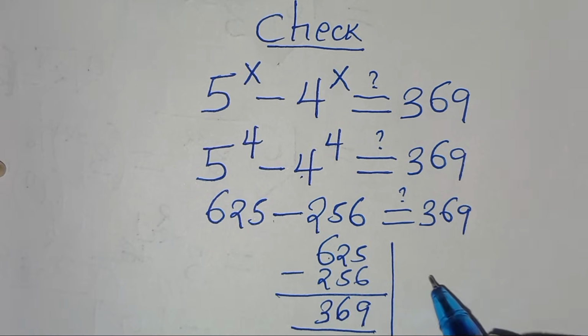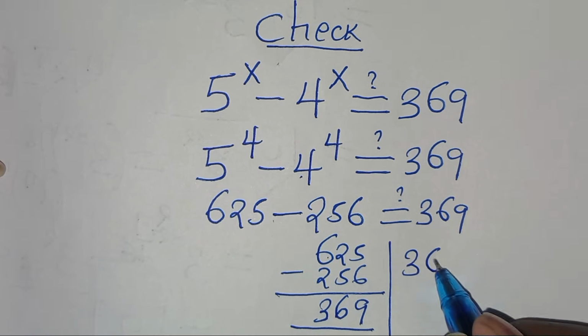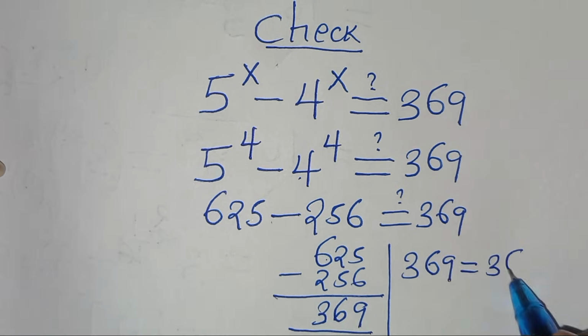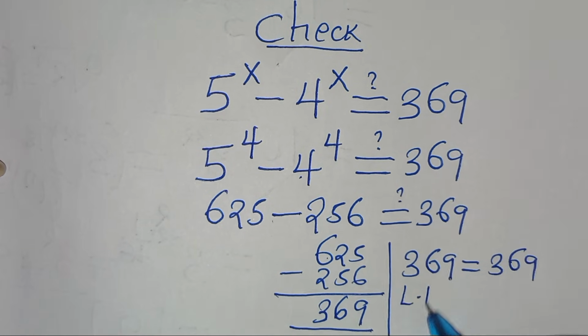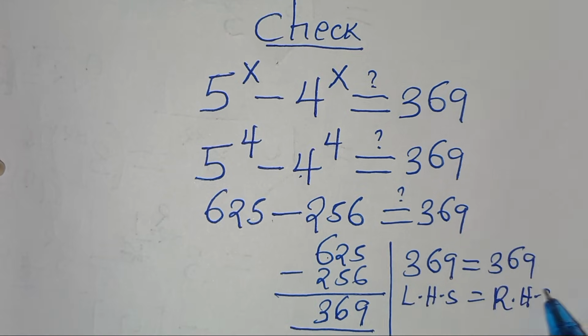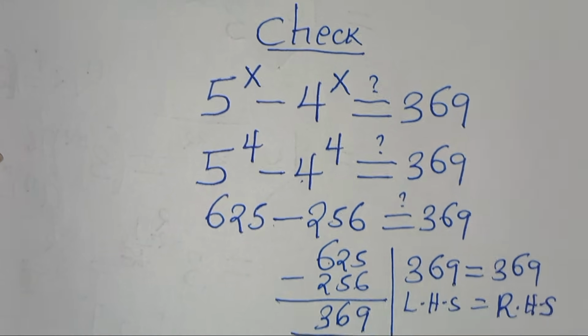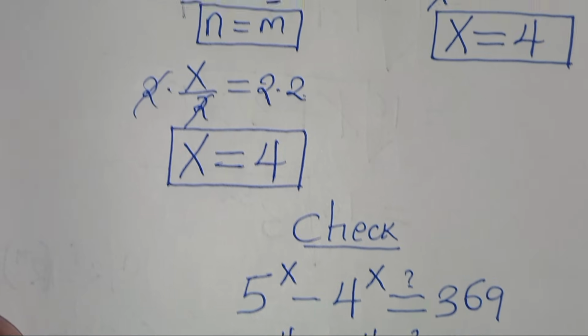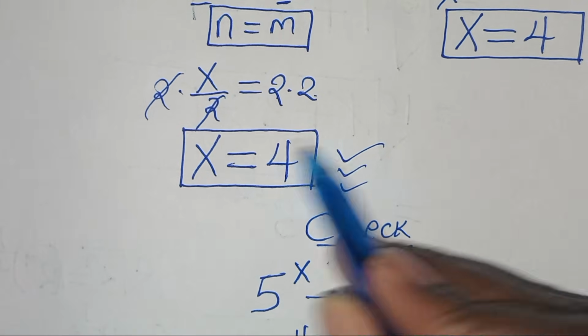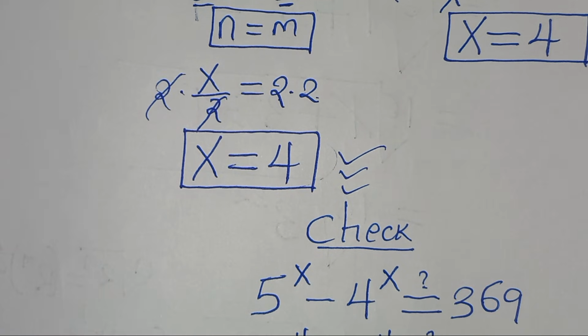So we have that 369 on the left hand side is equal to 369 on the right hand side. So the left hand side is equal to the right hand side. And this affirms that the value of x here is equal to 4. And this satisfies the equation.